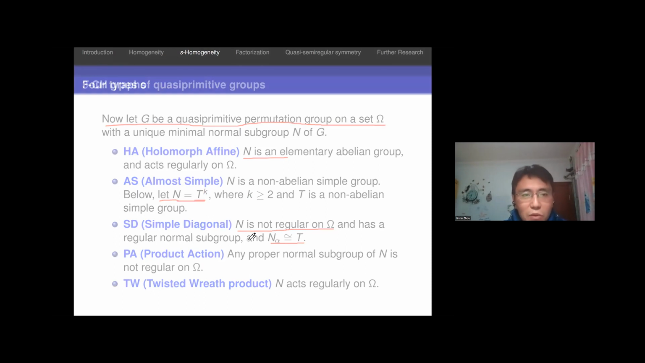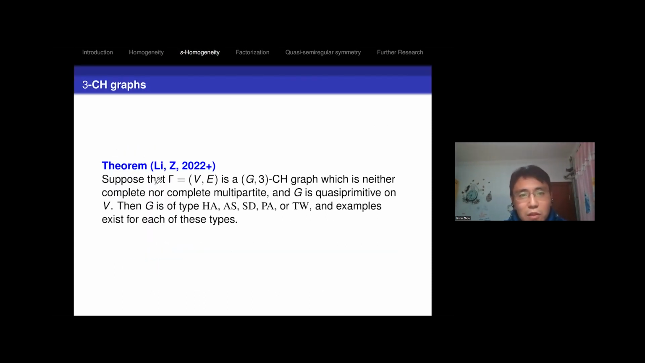Now let's look at the theorem about quasi-primitive 3-arc transitive graphs of valency 3. Suppose that gamma is a G3CH graph, which is neither complete nor complete multipartite, and G is quasi-primitive on V. Then G is of type HA, AS, SD, PA, or TW, and examples exist for each of these types.